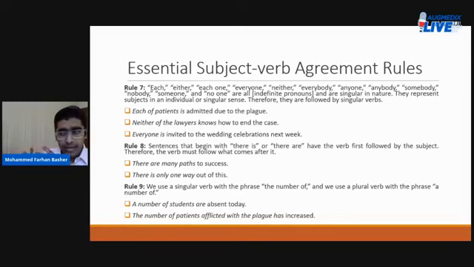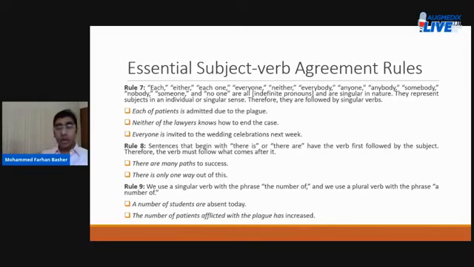Okay. Let's take a look at the third example under rule 7. Everyone is invited to the wedding celebrations next week. What do we have here? Everyone, again, of course, you're talking about many people, but you're talking about them individually in a singular sense, right? So everyone, being another indefinite pronoun, which is singular in number and in usage, is followed by a singular verb, which in this case is is. So everyone is invited to the wedding celebrations next week. Rule number 8.